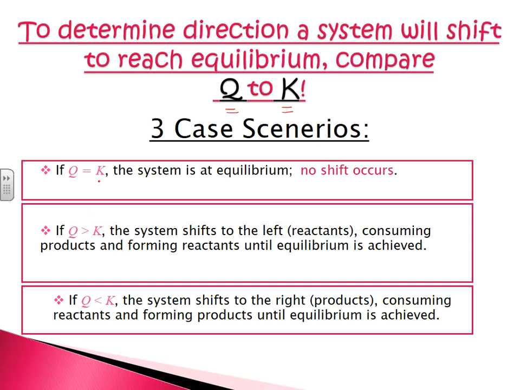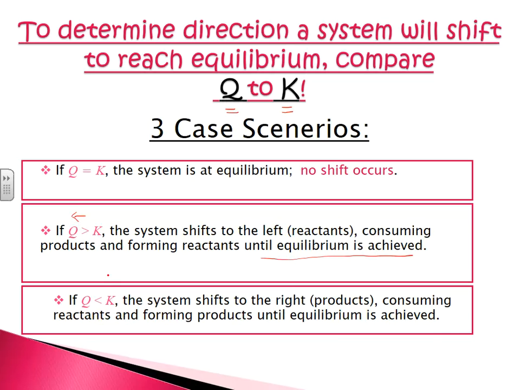If you find that Q is equal to K, that means the system is already at equilibrium and no shift will occur in the reaction. If Q happens to be greater than K, then that means that the system will shift to the left, or to the reactants. And what that would achieve is it would consume some of the products and reform some reactants. And it will shift until equilibrium is achieved or established. So if Q is greater than K, the reaction is always going to shift to the left, towards the reactant side.